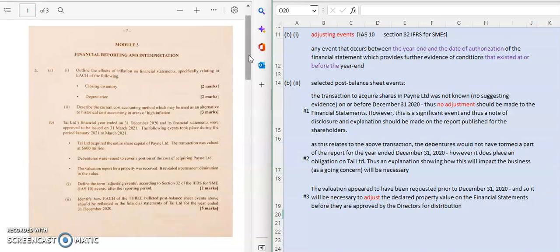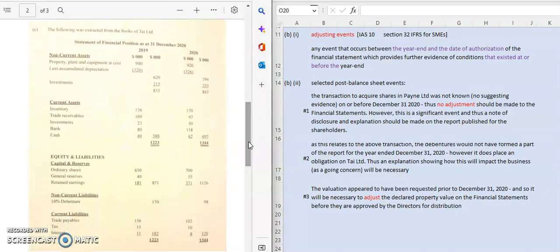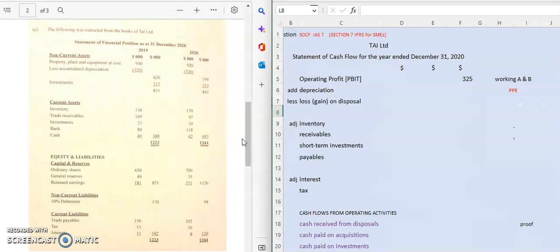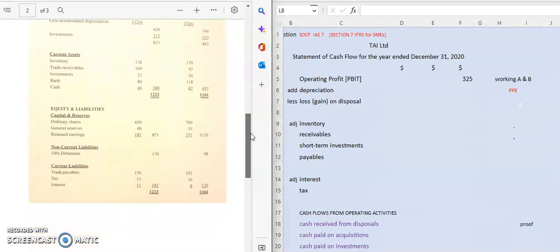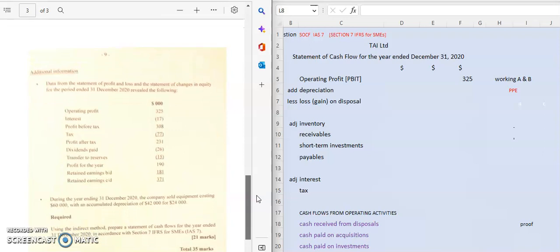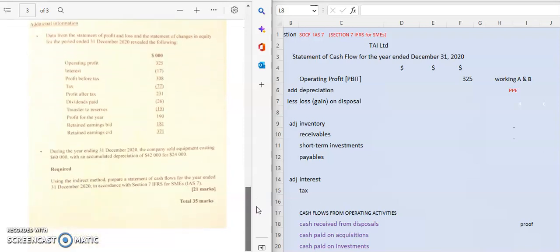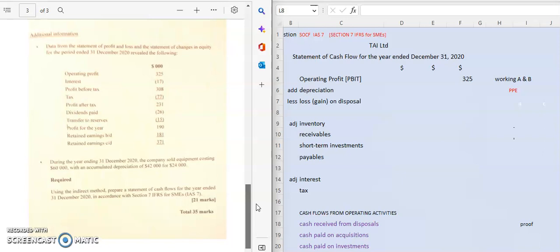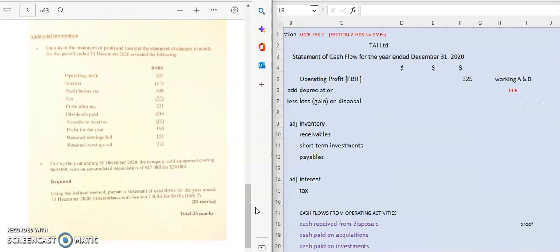So let's move down now to part C, and part C is a cash flow statement. So cash flow statement, as you can see, I set up a table to answer it because this will take a little time. And this is what they gave us. They gave us part of a statement, like a statement of profit and loss and changes, as well as a statement at the end that says that the company sold equipment costing $60,000 with accumulated depreciation of $42,000 for $24,000. So that is a significant statement that you must pay attention to.